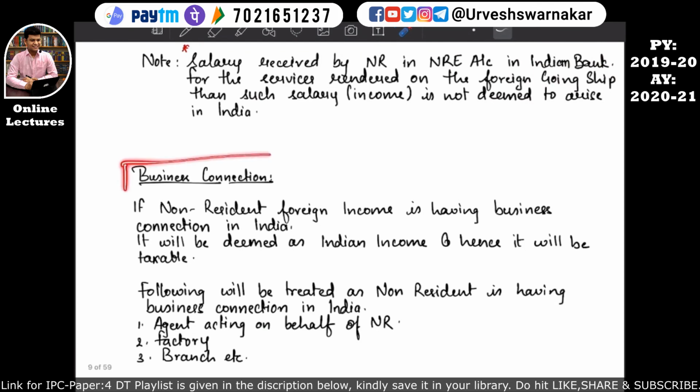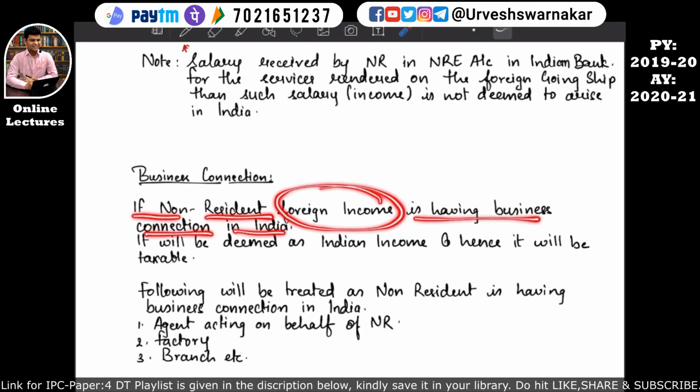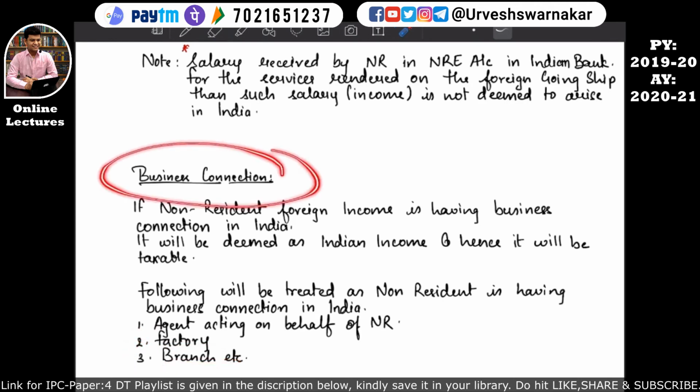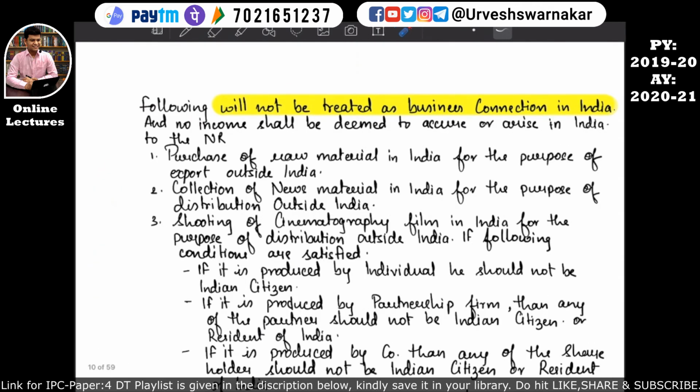Business connection. What does business connection mean? Business connection is specifically for non-resident. If non-resident foreign income has a business connection in India, it will be deemed as Indian income and hence it will be taxable. Following will be treated as non-resident having a business connection in India: agent acting on behalf of non-resident, factory in India or a branch in India will be considered as business connection in India. I hope this is quite clear.